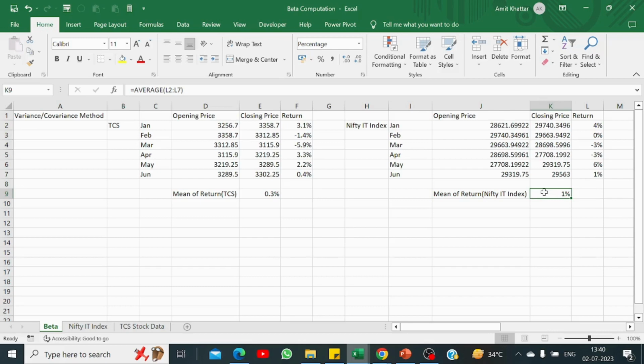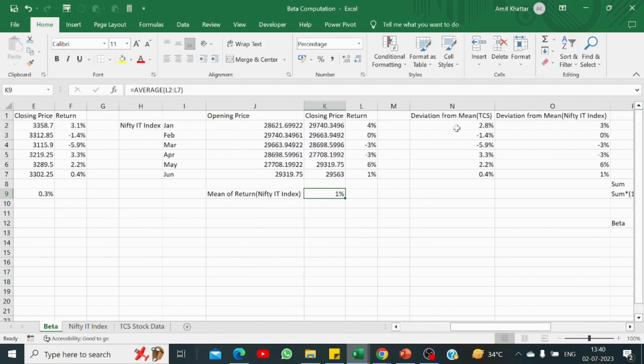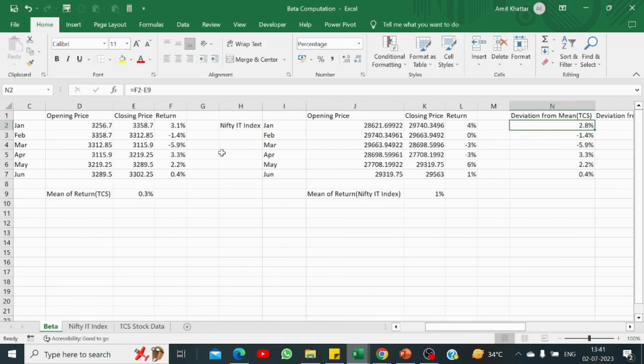After I have determined the averages for both TCS as well as the Nifty IT index, then I've determined the deviation from mean, firstly for TCS and then for the Nifty IT index. So when I have to determine the deviation from mean for TCS, what I've done over here is I have taken the respective individual returns for the month. So for January it was 3.1. So 3.1% minus the mean, that is 0.3. I've got the respective returns.